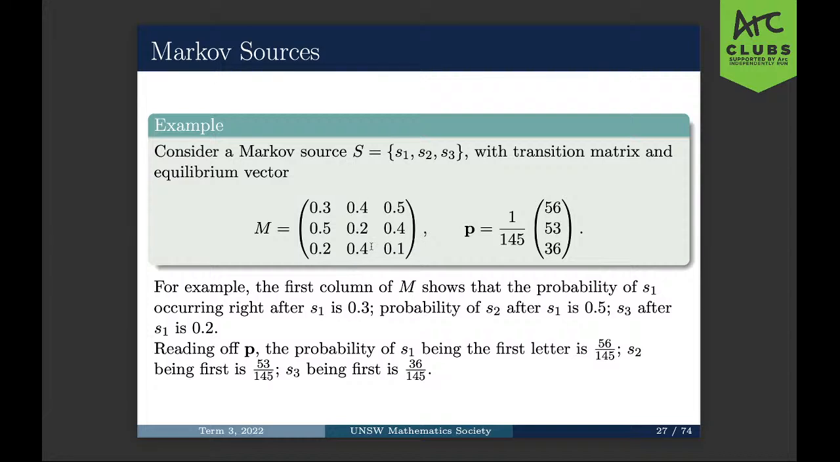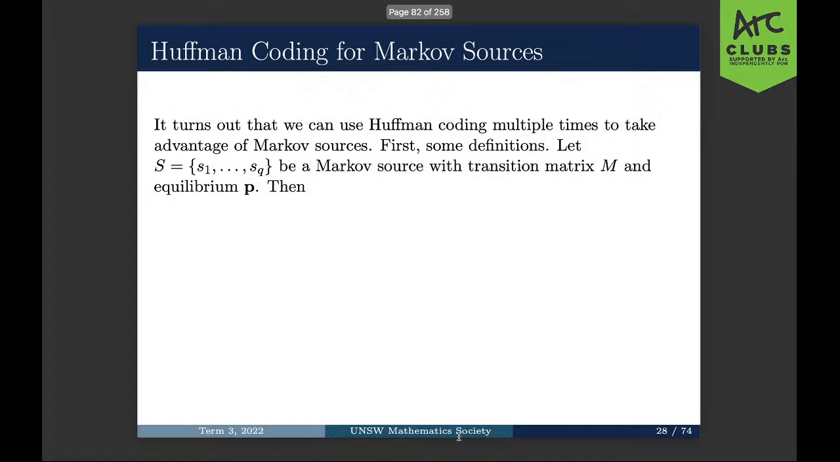And similar for the other columns. For P, the probability of S1 being the first letter of the message is 56 on 145, and so on for the other two symbols. It turns out that we can actually use Huffman's algorithm multiple times to take advantage of these Markov sources. Before we get onto that, we need some definitions.